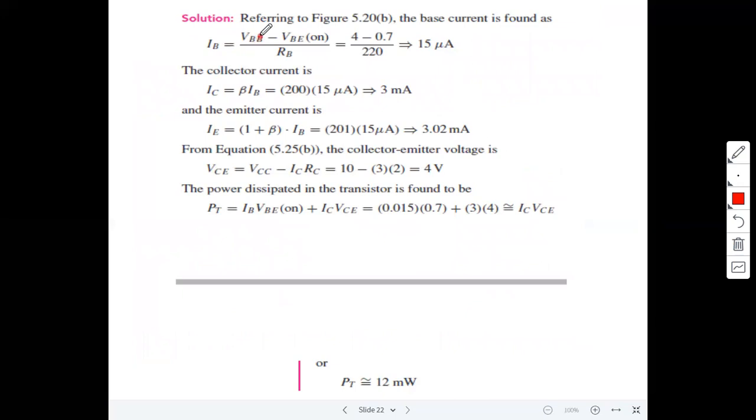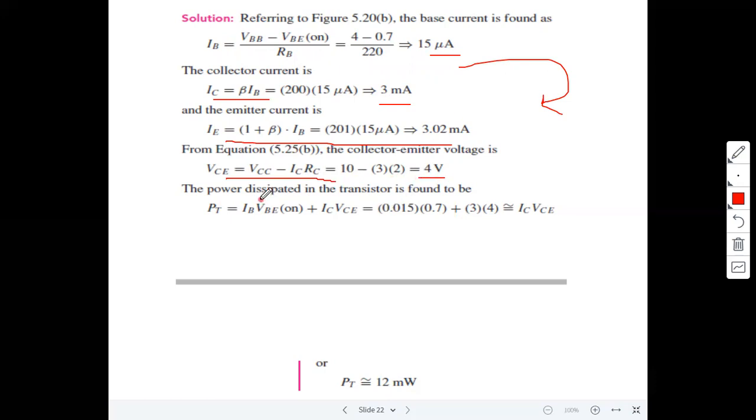Same thing. IB expression, once we apply KVL at base loop, we can easily obtain this expression. IB is equal to VBB minus VBE by RB, that is equal to 15 microamperes. Collector current, beta times IB, 3 milliamperes. Emitter current is equal to (1 plus beta) times IB, or IC plus IB, that is equal to 3.02 milliamperes. Now apply KVL to the output loop. VC is equal to VCC minus ICRC, that is equal to 4 volts.